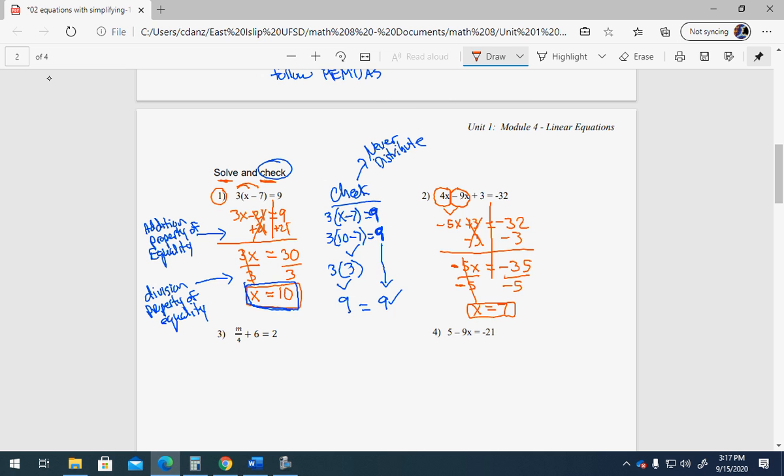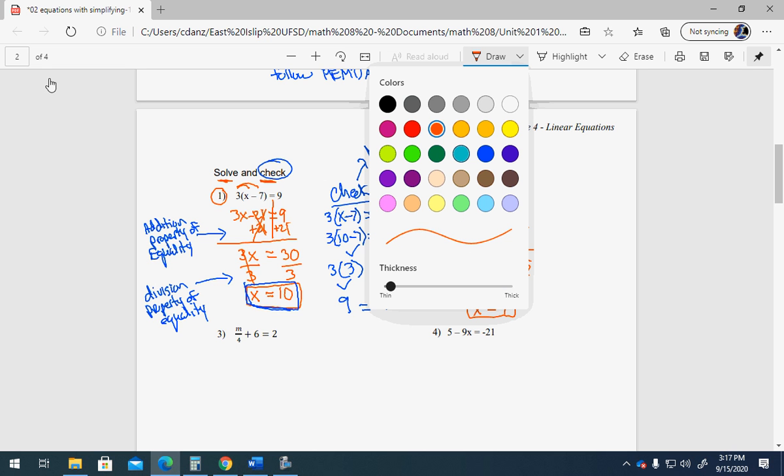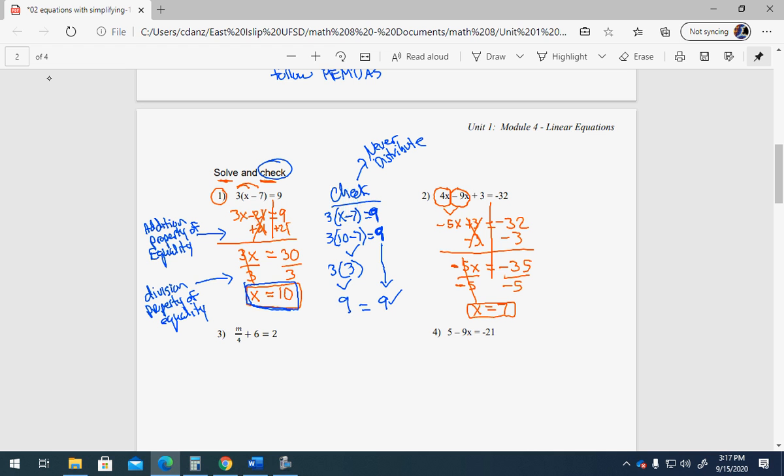We are going to do a check, since it tells us we're supposed to solve and check. So again, I get to fit it over here. If you don't have room, please make sure you use a separate piece of paper. But the original equation said 4x minus 9x plus 3 equals negative 32. Now we substitute. So 4 times 7 minus 9 times 7 plus 3 equals negative 32.